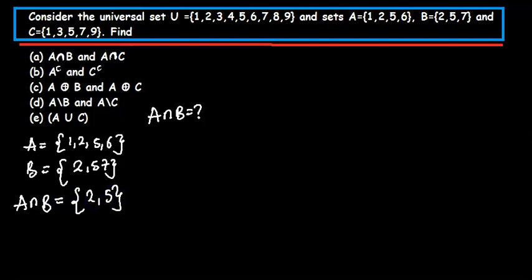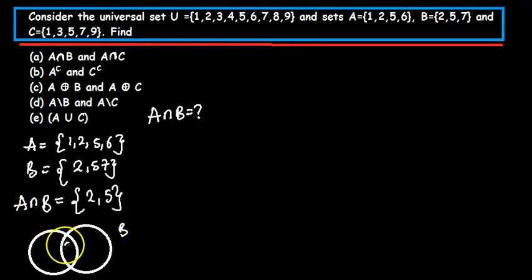You can also represent this problem using a diagram. Let's say this is set A and this is set B. The intersection is what? 2 and 5 in the middle. When you remove 2 and 5 from set A, you are going to be left with 1 and 6. In set B, when you remove 2 and 5, you are just going to be left with 7. So this is it. Remember, here we have 7 before the bracket.